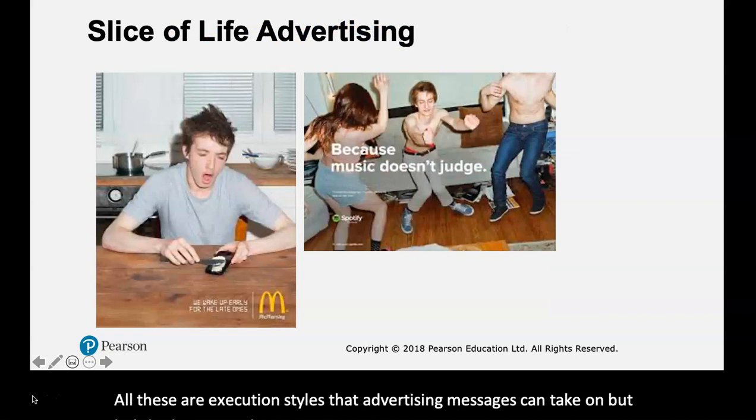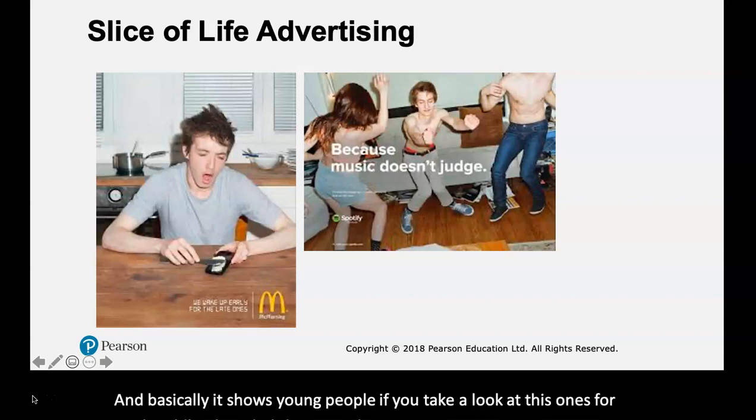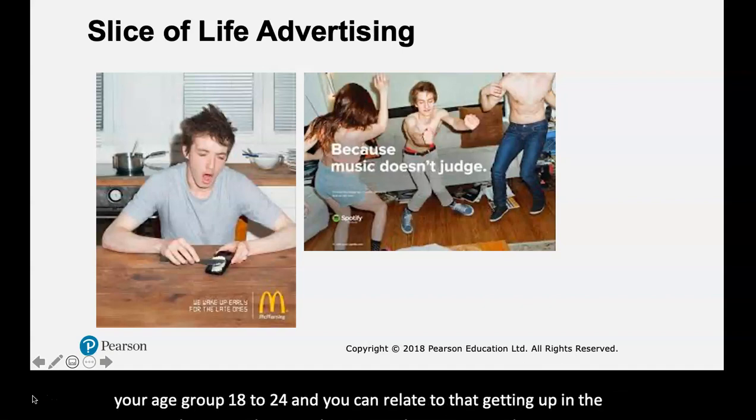So this is a slice of life advertising. And basically it shows young people. If you take a look at this, one's for McDonald's where he's buttering his cell phone because he's so tired. But that's a slice of life. That ad is going after a target audience of your age group, 18 to 24, and you can relate to that. Getting up in the morning, being tired, not ready to go to class or not ready to go to work, and I don't know if you've ever accidentally buttered your iPhone or your phone, but anyway.